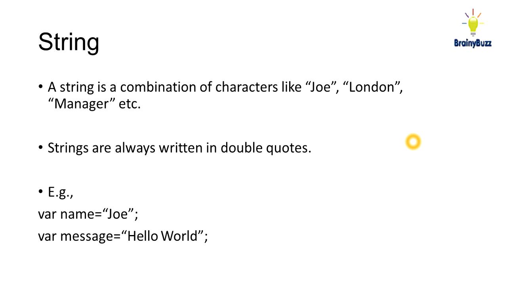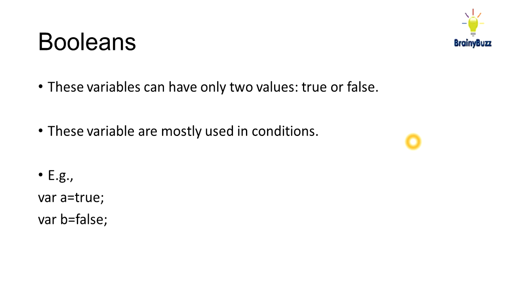After that we have string. String is basically a combination of characters like Joe, London, manager, etc. Strings are always written in double quotes. That is a convention that you will be following. If you will be writing any group of characters, you will be including them in double quotes. Like you have two words, hello world, there is a space between these two words, then also you will write them in double quotes.